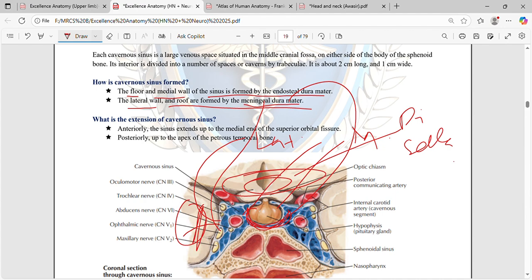What is the extension of the cavernous sinus? Anteriorly, the sinus extends up to the medial end of the superior orbital fissure. Posteriorly, up to the apex of the petrous part of the temporal bone.